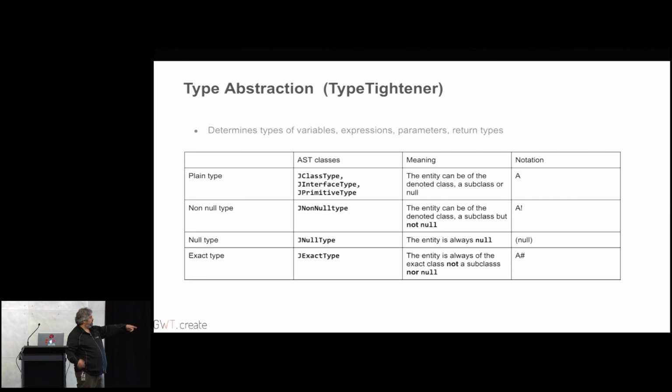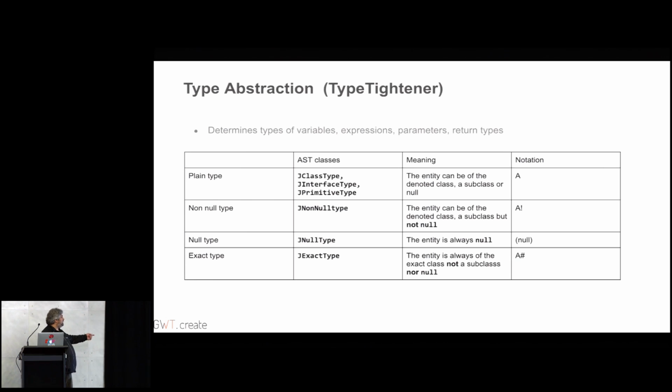In the next example, if the class type was A, we will note it as A. If we determine that that object can never be null, then we'll assign it a type of a J non-null type class that will point to a type. So it would say this is a J non-null type of class A or of interface B. What that means is that that entity can be an object of that class or any subclass, but not null. And we will denote it with a bang in the examples.